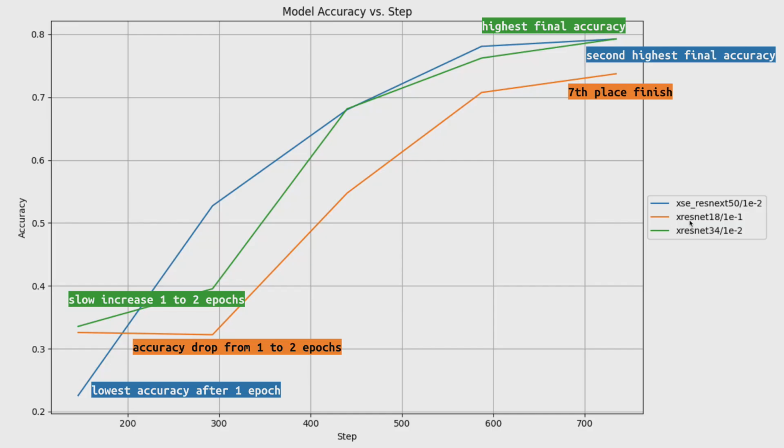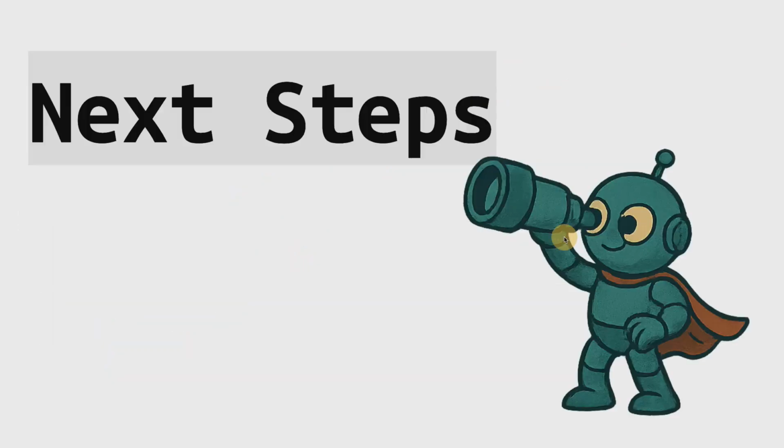The second curve of interest is this XResNet 18 1eNeg1. This was the only curve where the accuracy dropped from 1 to 2 epochs, but then it picked up again and it finished in 7th place. And then the third curve of interest is the XResNet 34 1eNeg2. It had a relatively slow increase from 1 to 2 epochs, but then it had a significant jump from 2 to 3, and it actually ended up having the final highest accuracy out of all 10 runs. So just a few interesting things that I wanted to note from the accuracy curves.